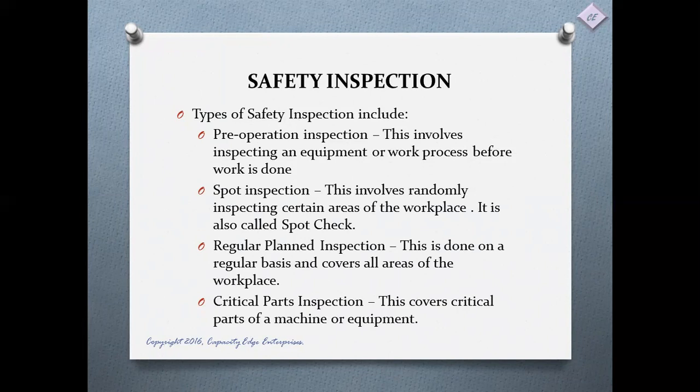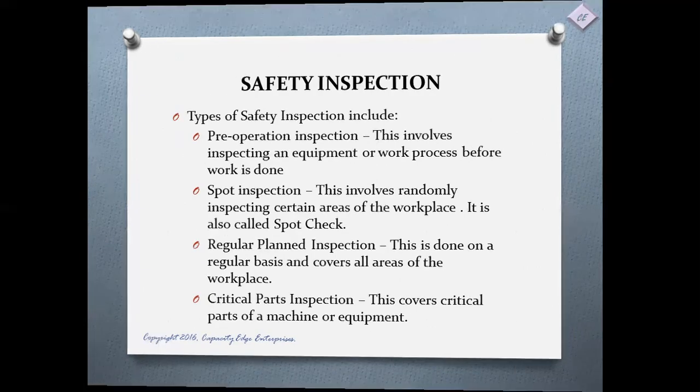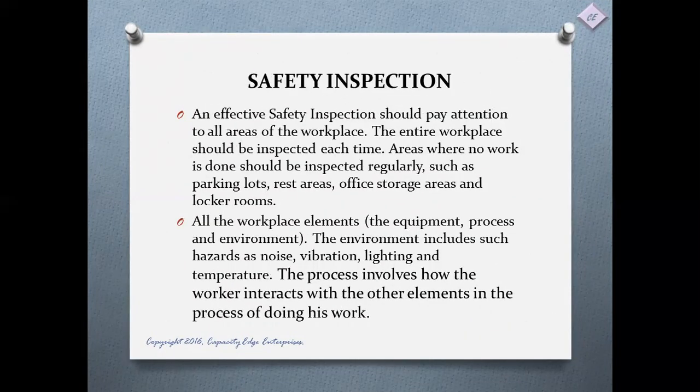Then we can have critical parts inspection, which involves examining certain parts of a machine or equipment. So those parts could be sharp. There could be parts that could lead to electrocution. So we want to ensure that we're able to identify such parts that can be hazardous to the worker. So a recommendation could be, for example, having a machine guard for those sensitive parts so that in as much as workers have to use that equipment, they are not injured by those sensitive parts.